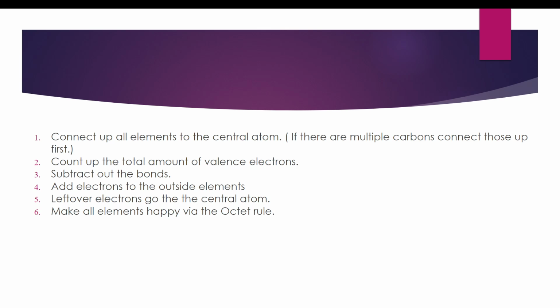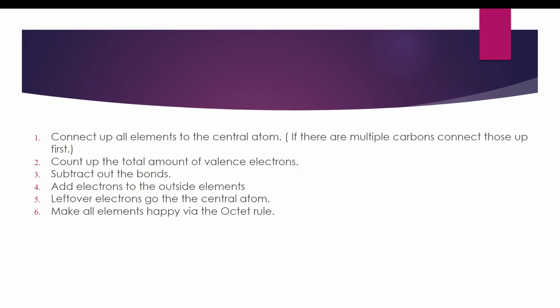The next step will be to add any extra electrons that we have not used yet. And we're going to add them to the outside elements. Typically, each outside element can hold up to 6 extra electrons, so we'll go ahead and add 6 extra electrons to each outside element. The only exception is going to be hydrogen. Hydrogen's special just because it won't accept any extra electrons.